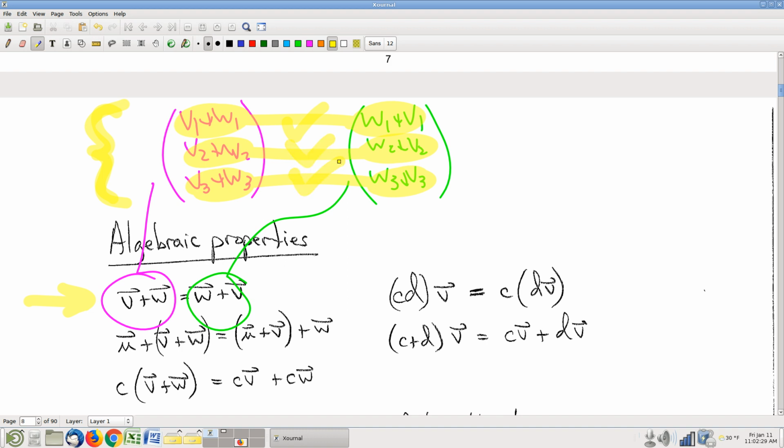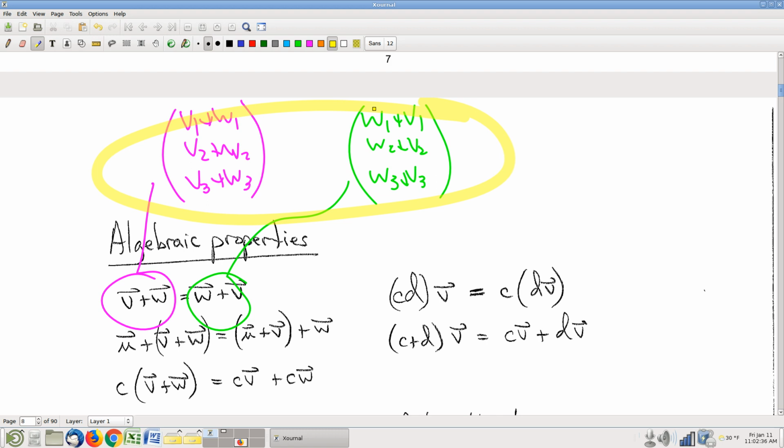Right? So those coordinates are equal. Therefore, these triples are equal. And therefore, these vectors are equal. And our formula is verified. Everybody see how that works?